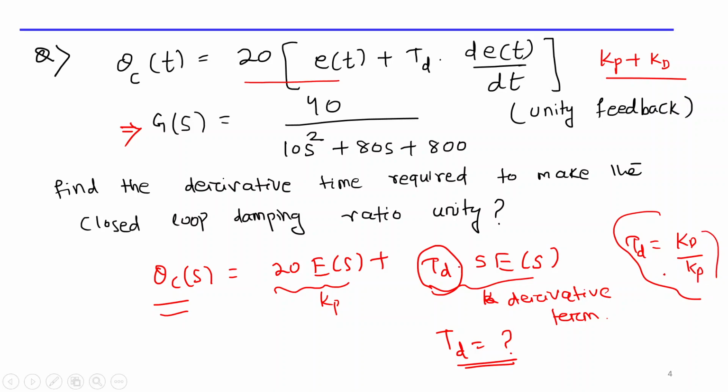From here you can compare. In this question, 20 into E of s; if you take E of s outside, because it's an error term, then it is 20 plus s Td. This 20 is nothing but your Kp value, and Td you already found. Td is Kd by Kp, and Kp you already know is 20, so from there you can find the derivative constant, or the gain of the derivative.